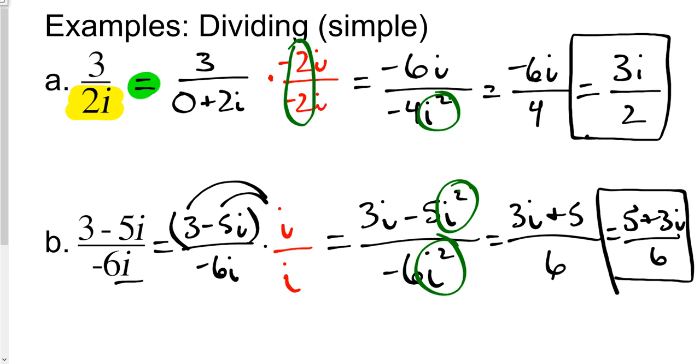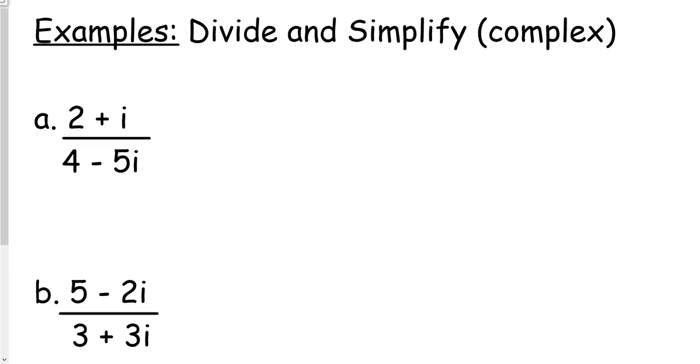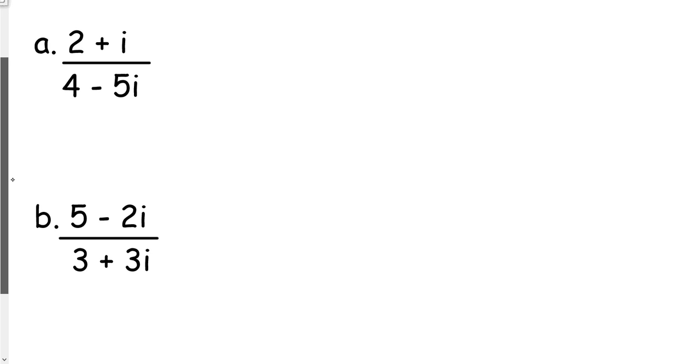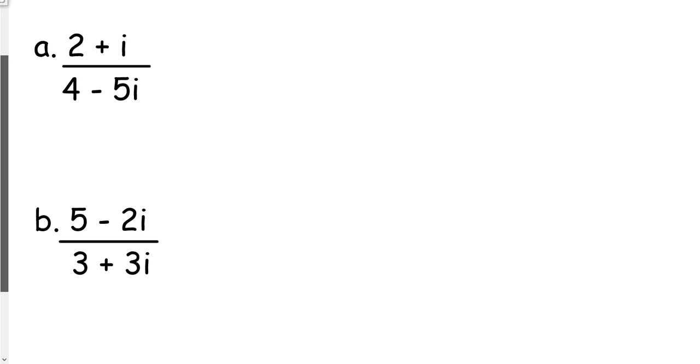All right, so now we're going to take a look at an example where it gets a little bit more complicated. We're just going to do the complex version. So we're just going to do A, and then once we get into the group chat, we'll go through and do B together to make sure that you guys really understand it. These ones are more complex because we have a complex number in the numerator and in the denominator. But the process remains the same. We're trying to find a way to use the conjugate to make the denominator real.